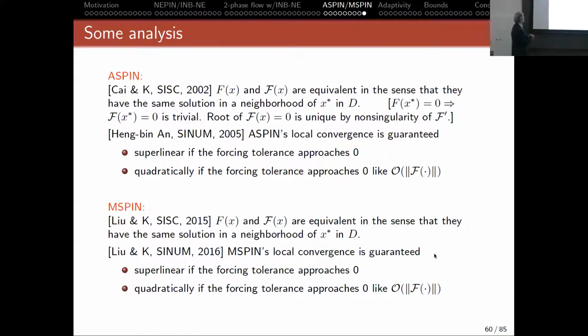Analysis has been done. You can show that if the original root has a non-singular Jacobian and you're extracting blocks from that Jacobian, then you get superlinear convergence and asymptotically quadratic convergence to the same root.